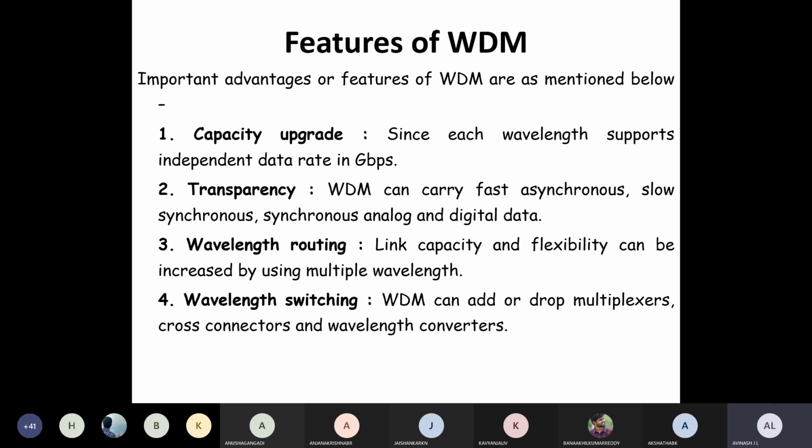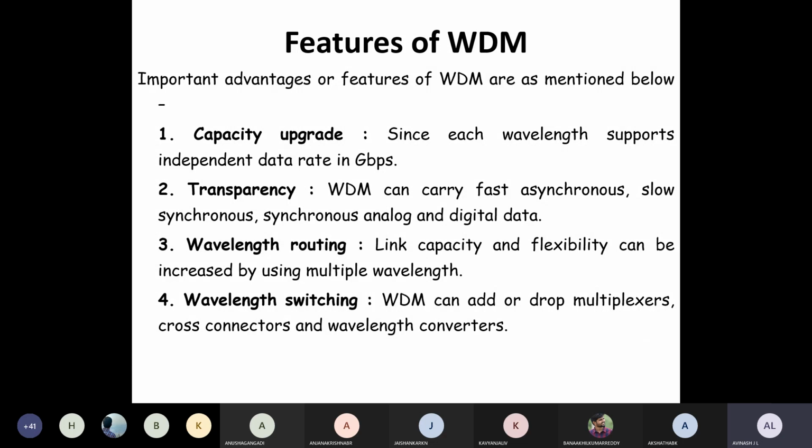So the first thing is capacity upgrade. Please make a note of this one. The first thing is capacity upgrade.